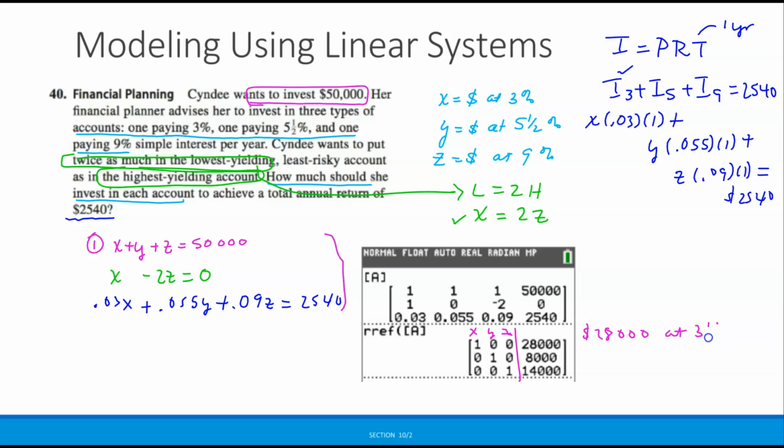Pen is not writing well. Okay, Y was our investment at 5.5%. So we're going to say 8,000 at 5.5%. Okay, and then lastly, this is our Z. Z is 14,000. That was our amount at 9%. So 14,000 at 9%.